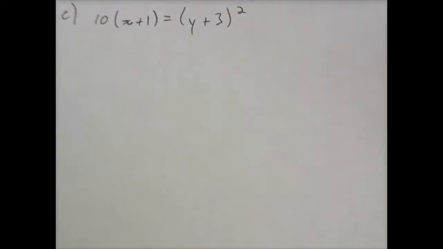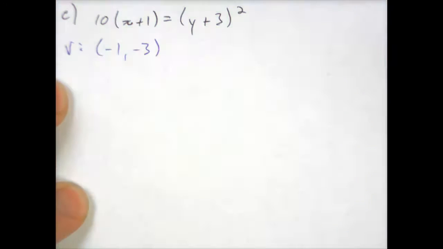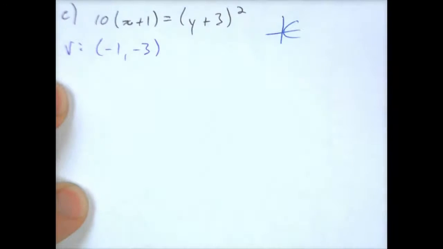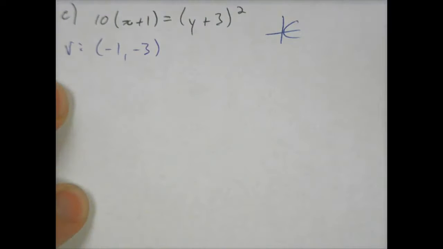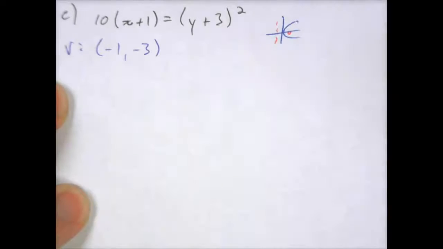Same sort of deal. So our vertex, with the x, we have a plus 1. So for the vertex, I have negative 1, negative 3. Notice, since your square is with the y this time, that means it is going to open left and right. And since my p is positive, that means it is going to open to the right like that. So my focus will be on the right-hand side. There's my directrix, something like that.